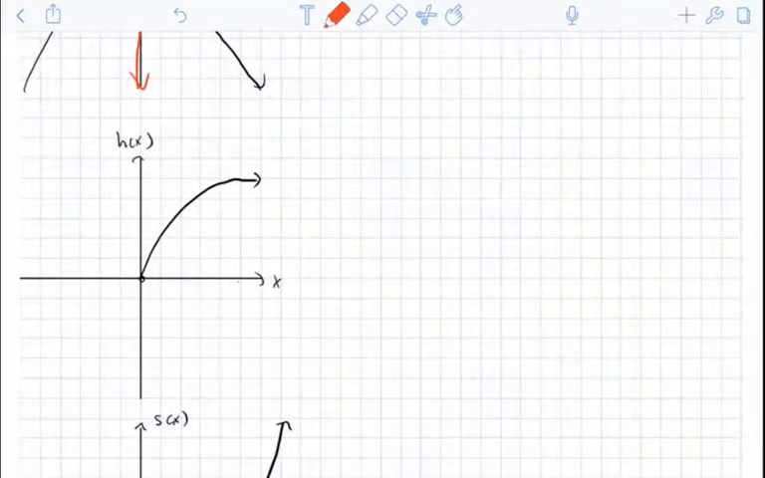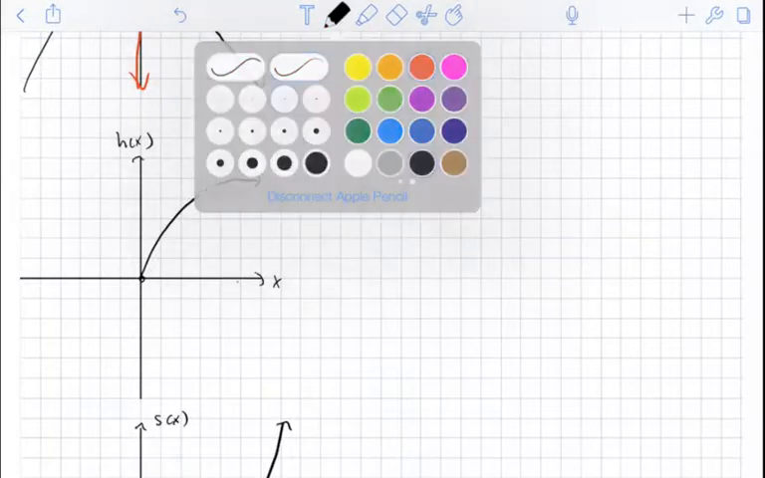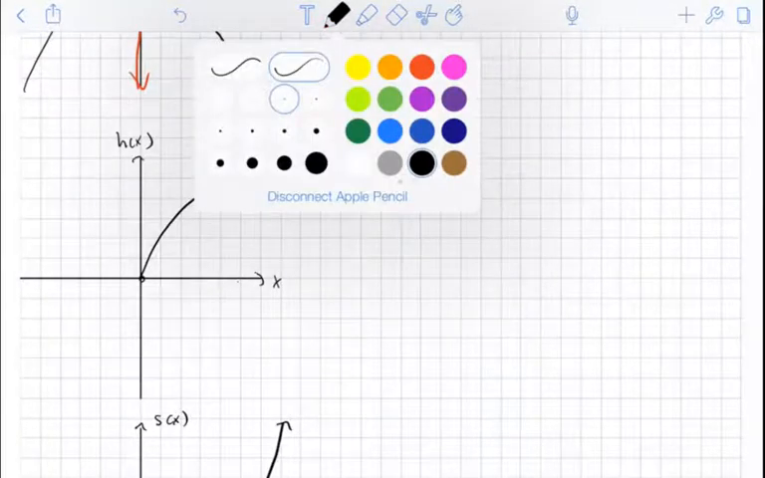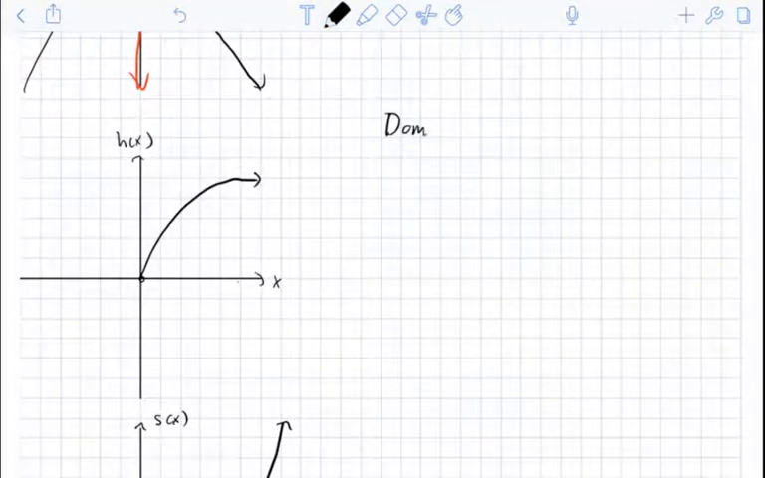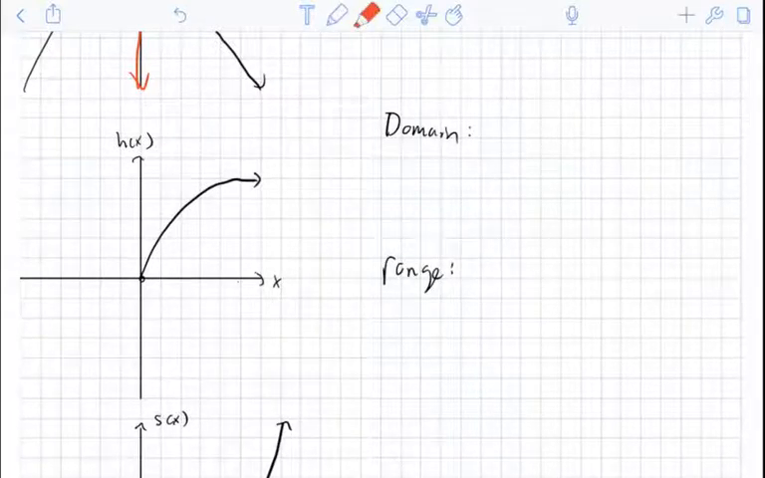Here's another example. So let's find the domain and range. Again, all of these numbers on the x-axis have a function above them, but there's no function above this part of the x-axis. So the domain is all values of x bigger than or equal to 0.